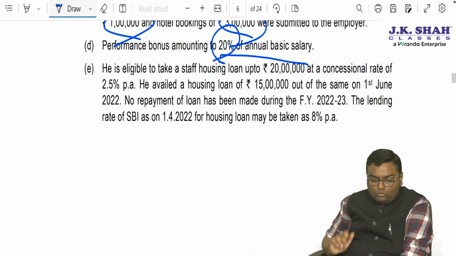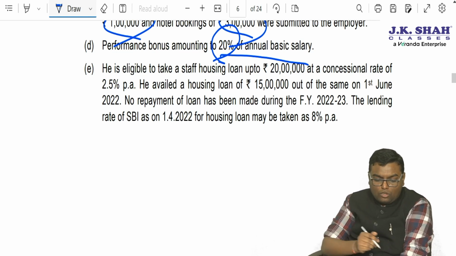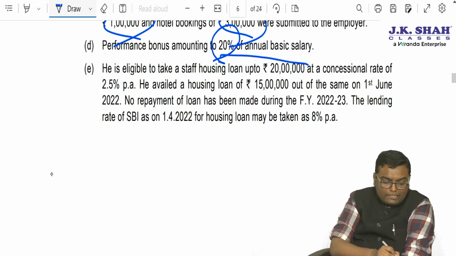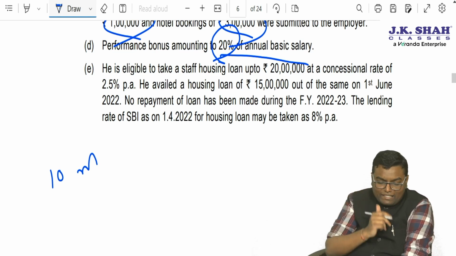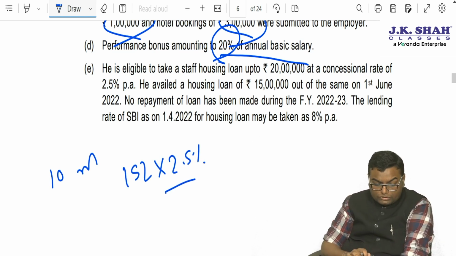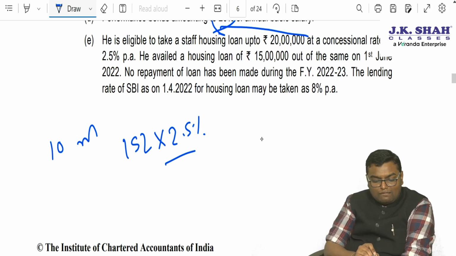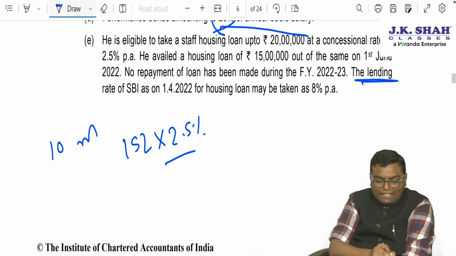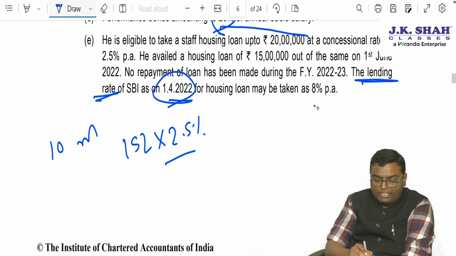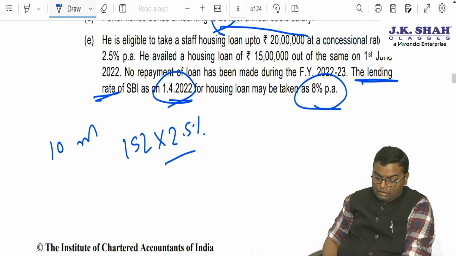He is eligible to take a housing loan up to 20 lakh at a concessional rate of 2.5% per annum. He availed a housing loan of 15 lakh out of the same on 1st June 22. So he has taken a 10-month loan, June to March. 15 lakh loan is taken at the rate of 2.5%. No repayment of the loan has been done up to now, and the lending rate of SBI on 1st April 22 may be taken at 8%.